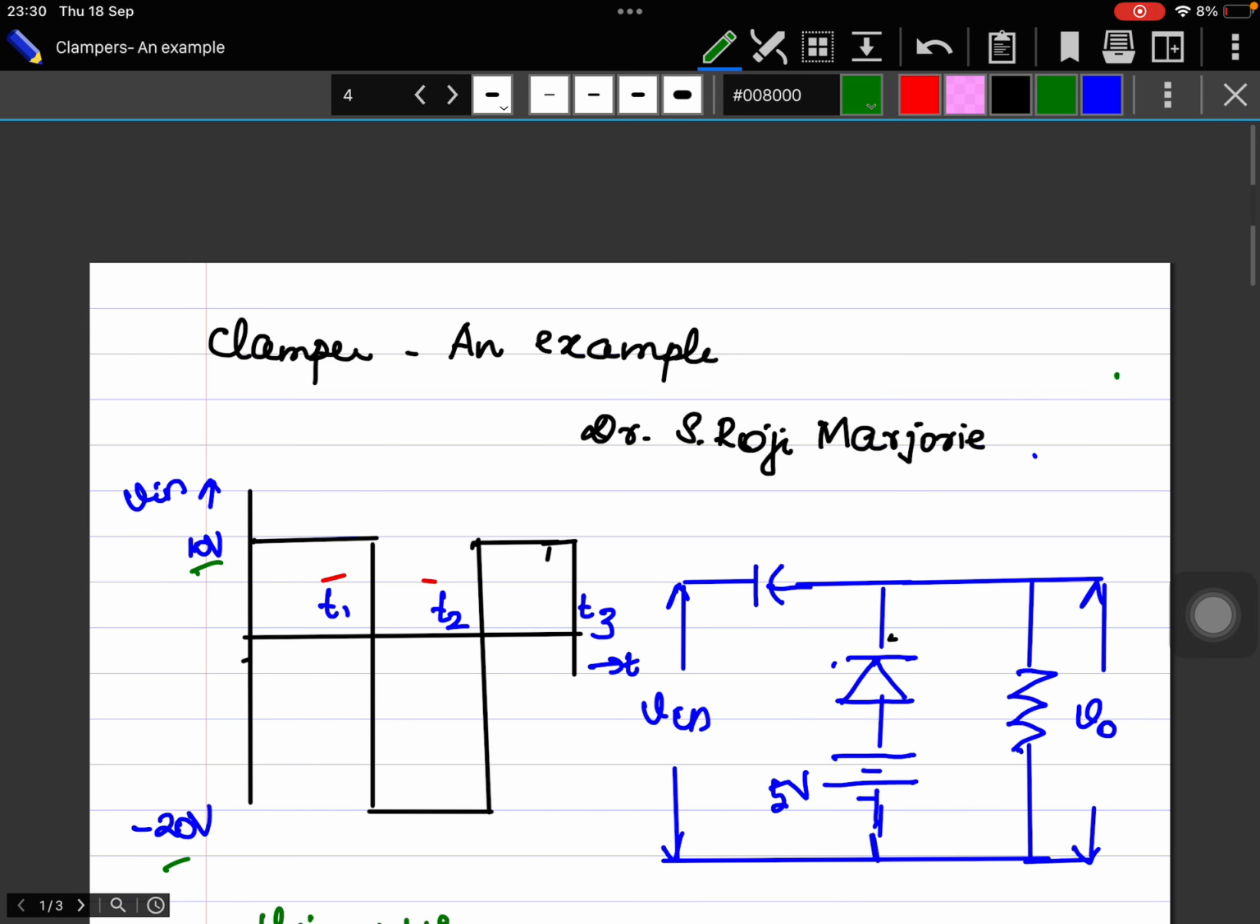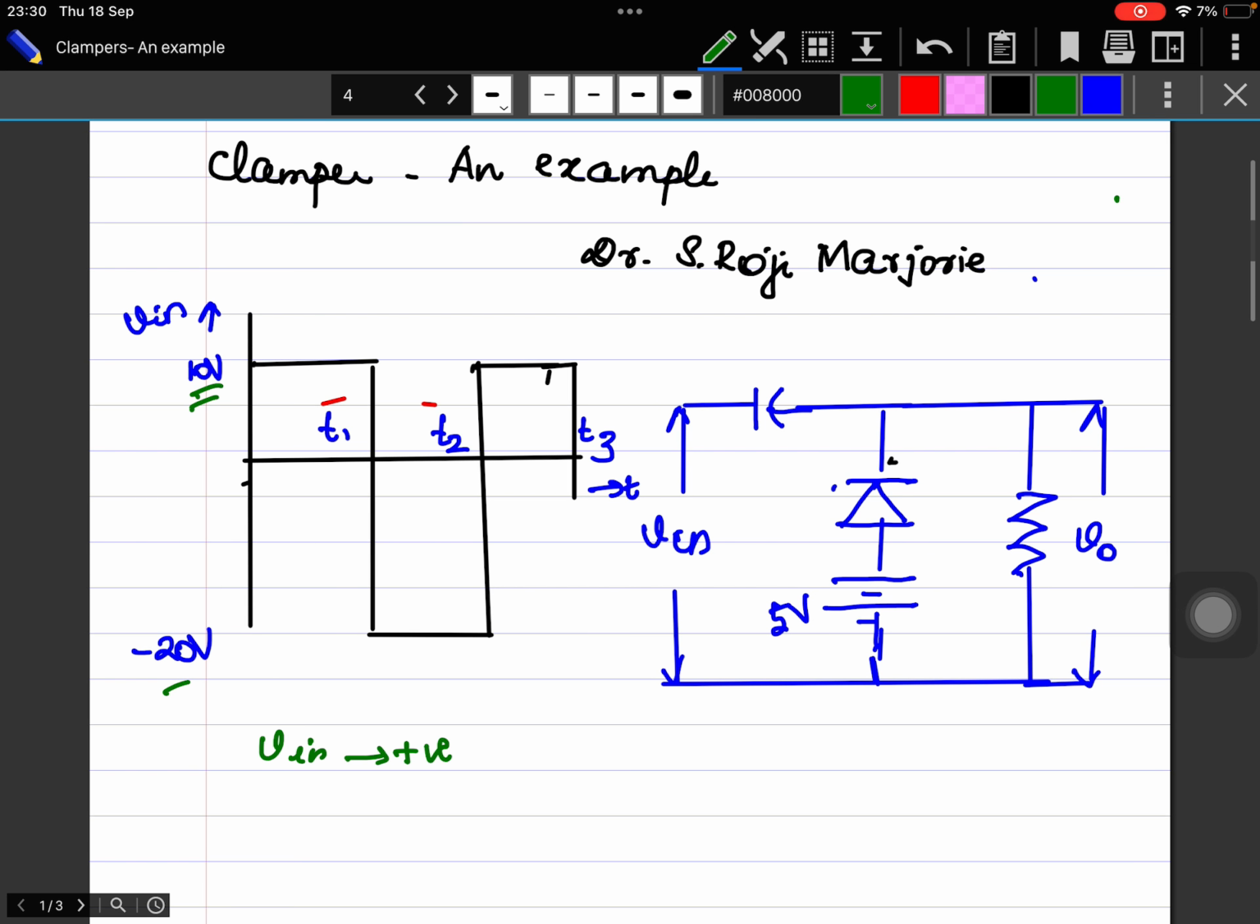I'm Dr. Roji, and in this session, we'll do a problem on clamper. This is a clamper circuit. The input to the clamper is a square waveform. The high positive voltage is 10 volts and the negative voltage is minus 20 volts.